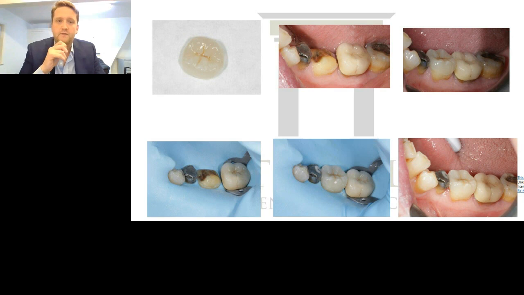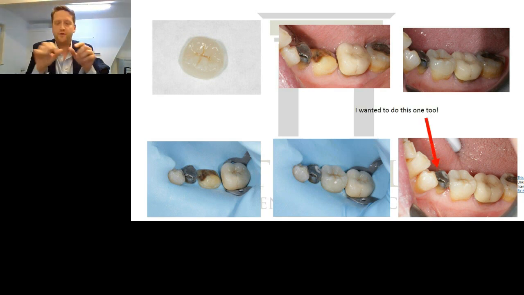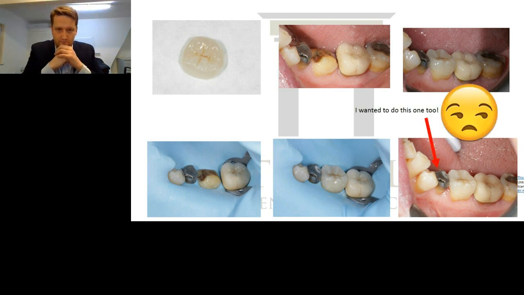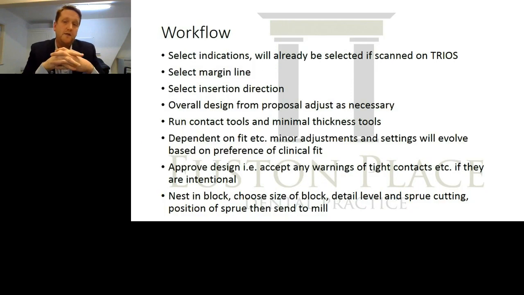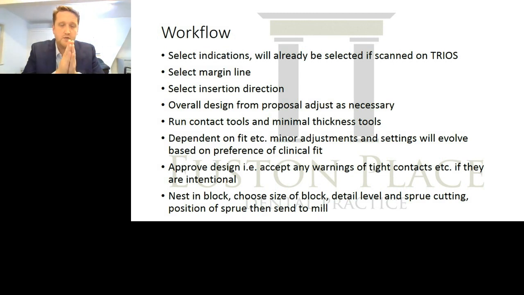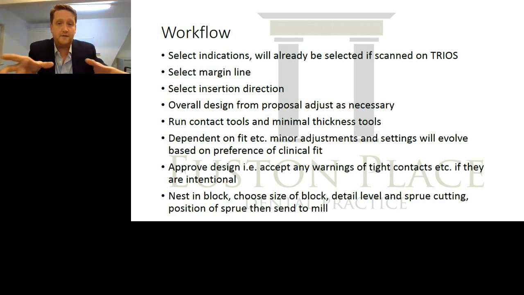So, workflow. This is just briefly going through what's gone on in the video. So selecting the indication, and if you've scanned it in the Trios, that will already be selected for you when it comes through to design. You then select the margin line. You can do the insertion direction, which occurs automatically, or you can change the position to look down onto the restoration and set it by your viewpoint. Your overall design from the proposal is there, designed for you, and then you need to adjust it.